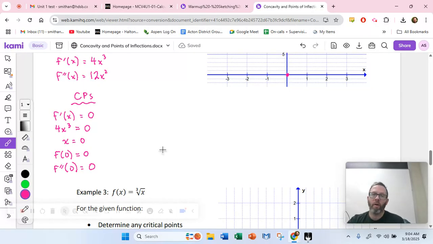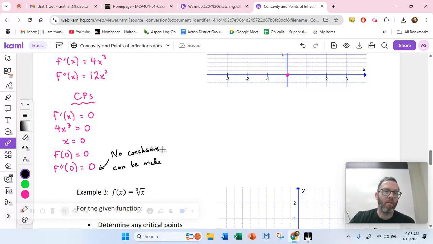So this is important. As much as we'd like to maybe say, hey, this is an inflection point, this is important. Can you guys jot this down? When a critical point also has a second derivative being 0, no conclusions can be made. You can't make any conclusions. More investigation is necessary. So we've kind of done all we can with the critical points.